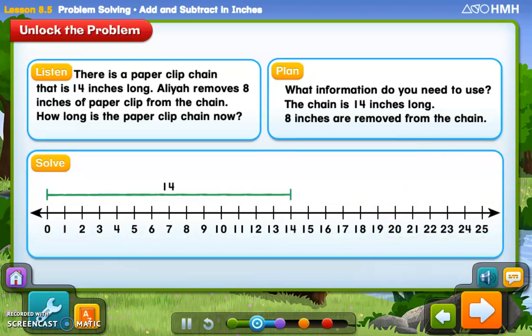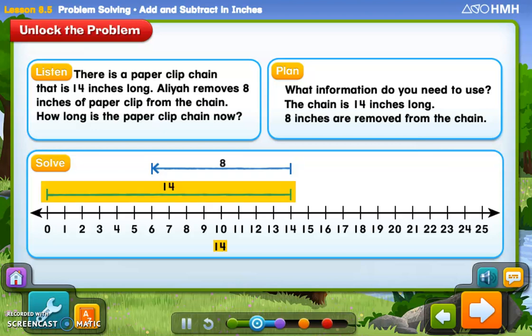Now let's model how many inches of paper clips were removed from the chain. This model will start at 14 where the green mark ends. The model will be 8 spaces long to show that 8 inches of the chain are being taken away. The model for 8 inches has an arrow that points to the left to show that 8 inches of the chain are removed.